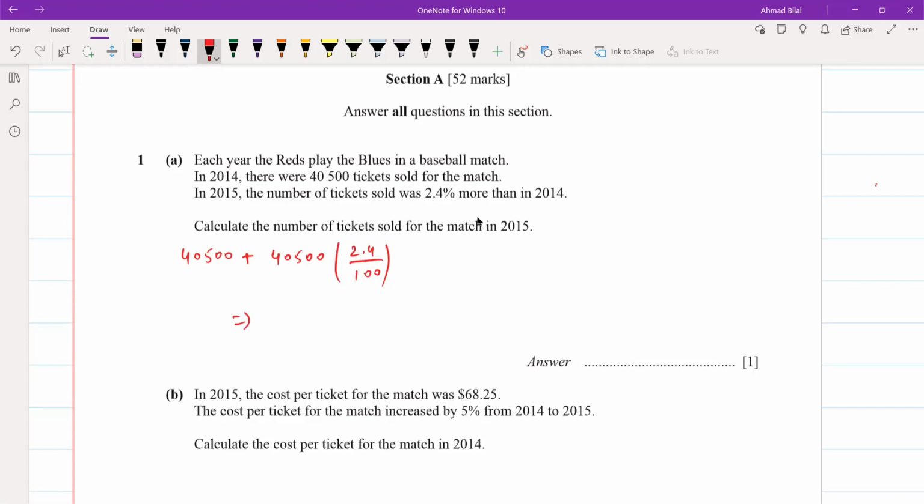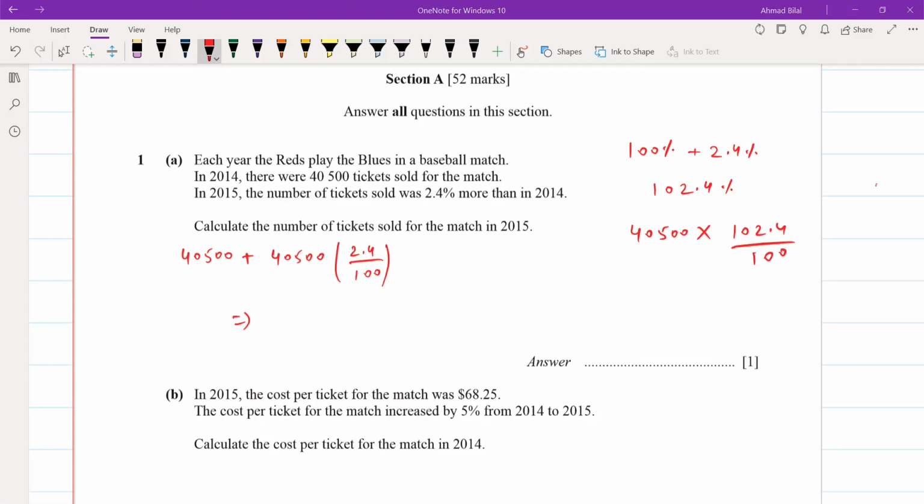Or as we used to do before, we know that 100% was the original. If we increase it by 2.4%, what does it become? It will become 102.4%. So whatever your original amount was, calculate 102.4% of it. So you would say 40,500 multiplied by 102.4 divided by 100, and that will give you the same result. So you can choose any one of these methods that you prefer.